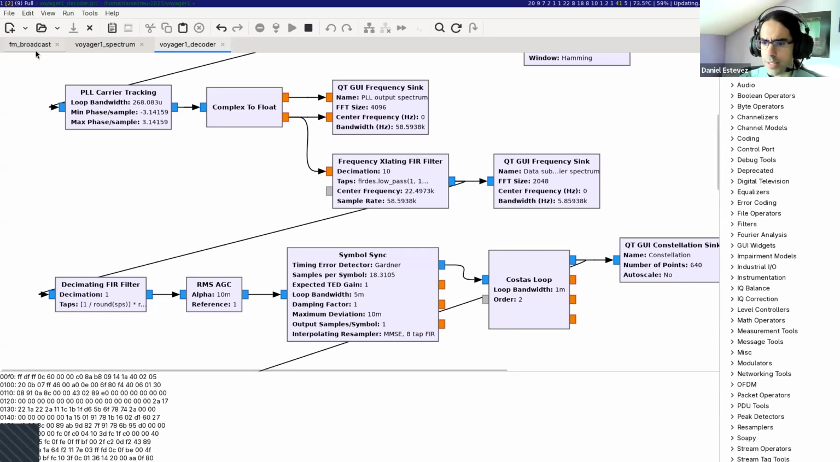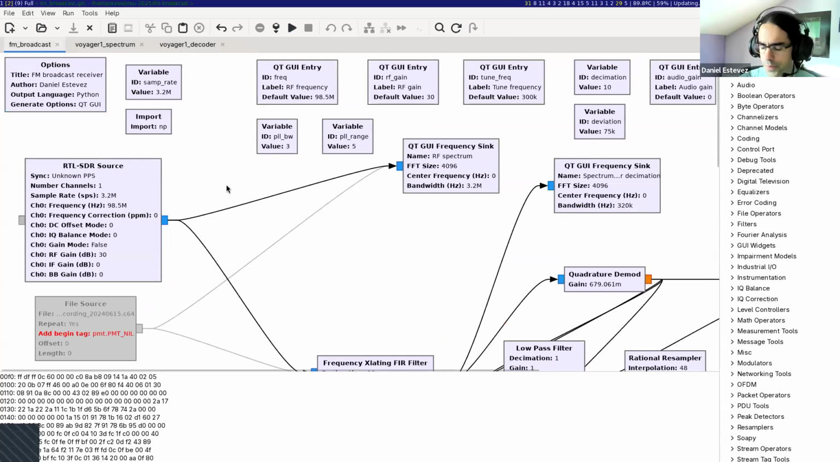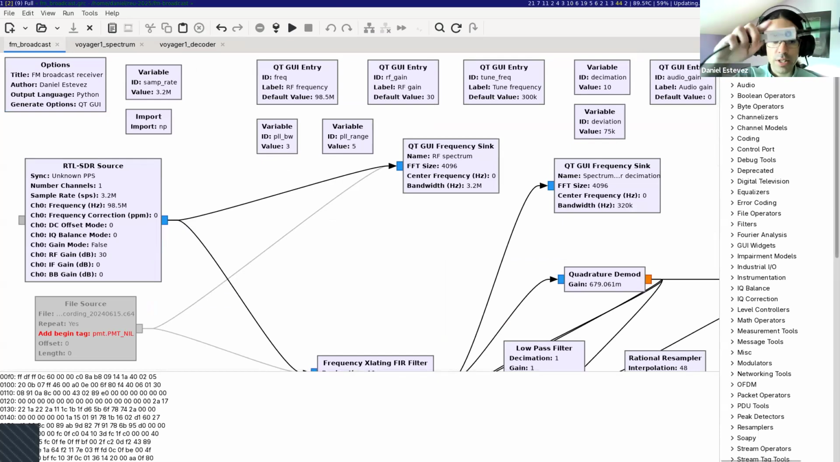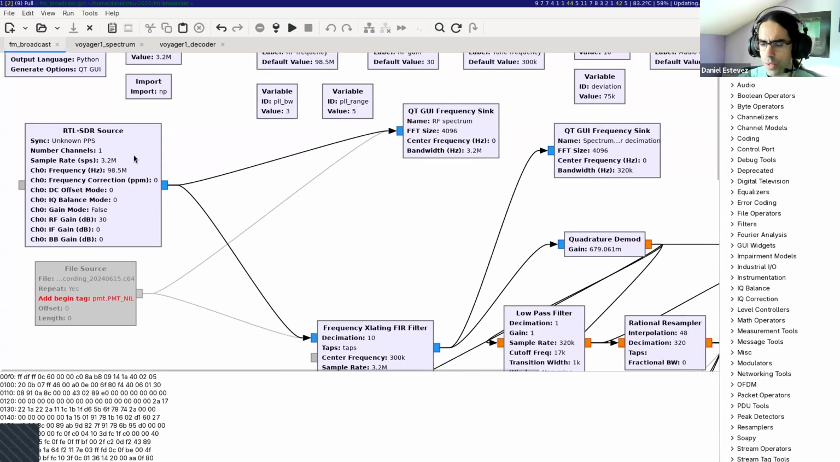Okay, FM broadcast is the next thing I have. For the FM broadcast, I have the RTL-SDR plugged into the USB with an antenna. If you have an RTL-SDR and want to run this now, you can. There is the RTL-SDR source. If for whatever reason you don't have an RTL-SDR and want to run this, there is a file source on the flow graph. This is the FM broadcast flow graph, which is also on the GitHub.